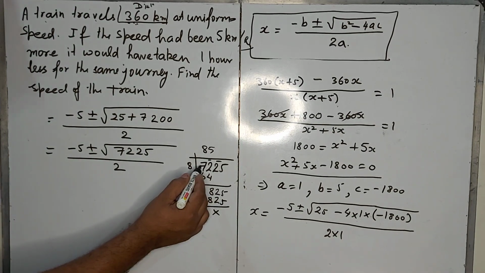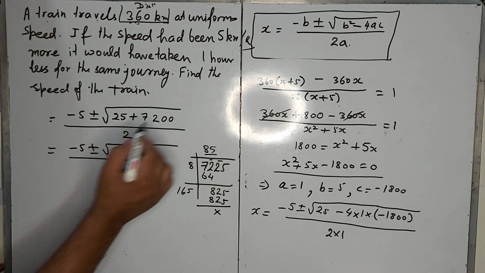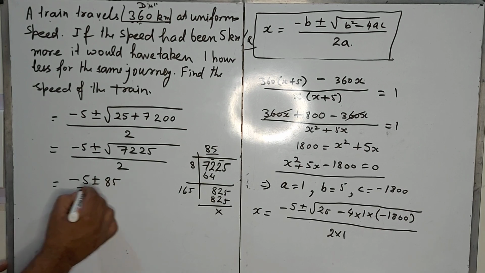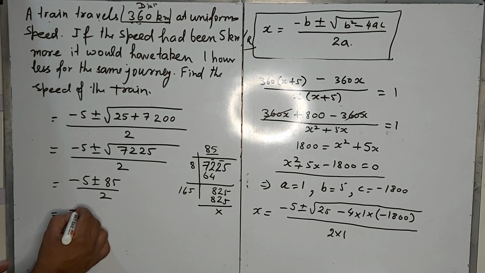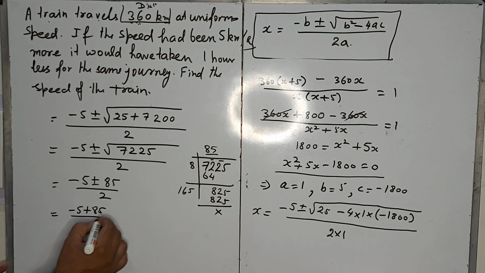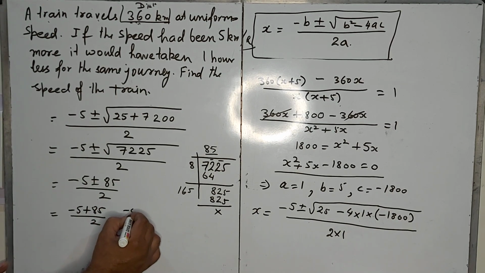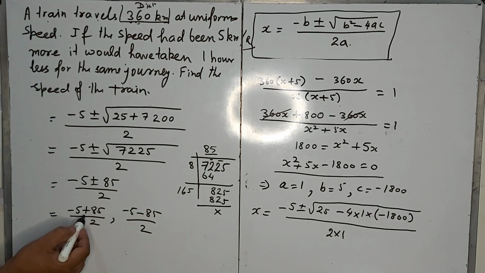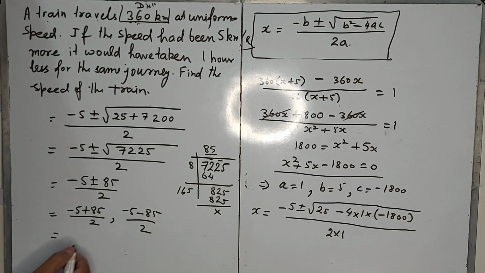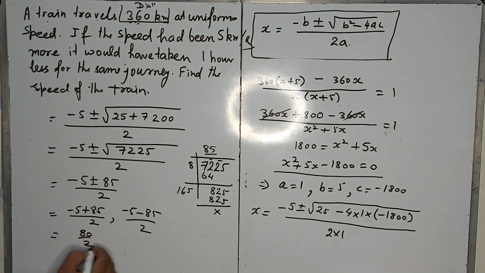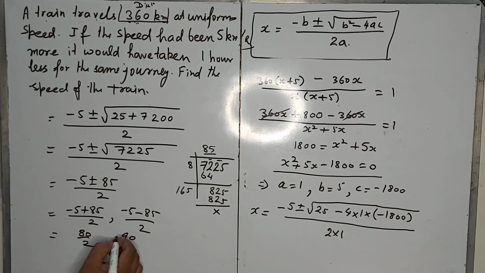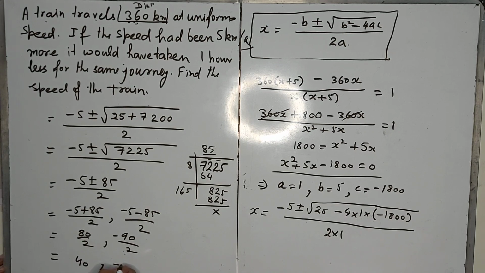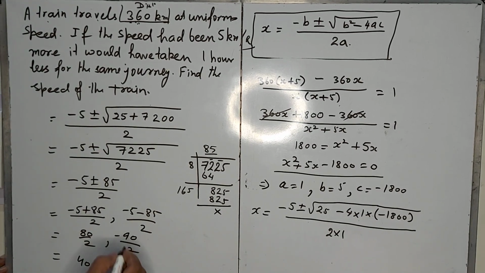That means the square root of 7,225 is 85. Minus 5 plus minus 85 divided by 2. We can write minus 5 plus 85 divided by 2 and minus 5 minus 85 divided by 2. One plus, another minus. Now here 80 upon 2, here minus 90 upon 2. From this you will get 40, from this you will get minus 45.